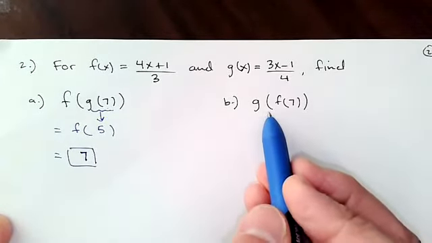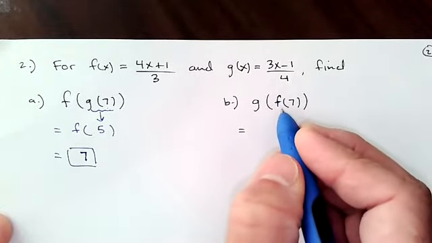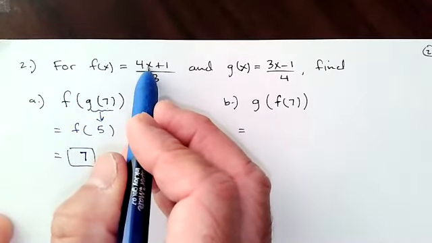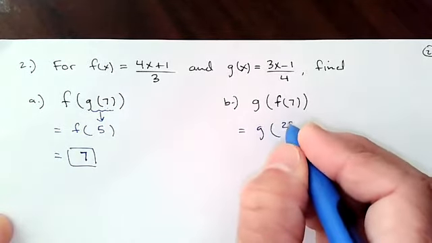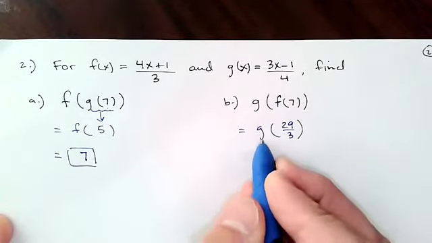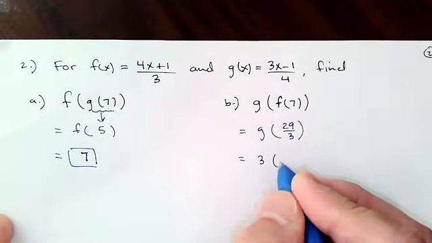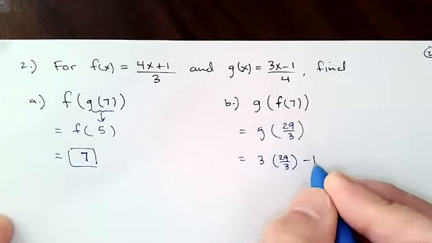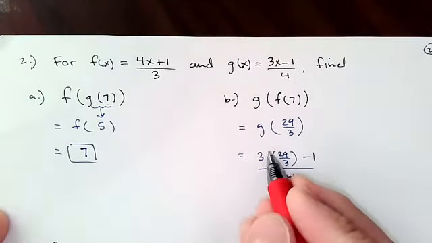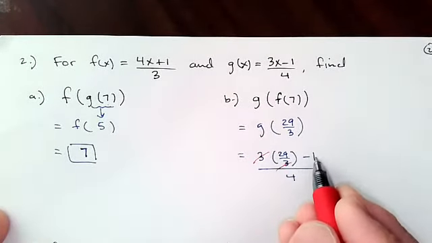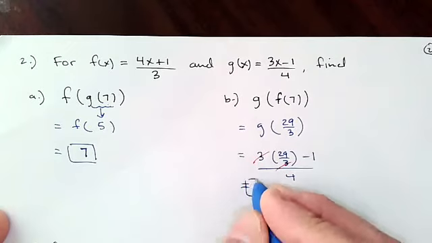Now we'll reverse the order, and we saw that we usually don't expect to get the same answer, but let's see what happens. f of 7, 4 times 7, 28 plus 1 is 29 thirds. And then I have to take 29 thirds and plug that in for g. I'm going to write this out so we see it. It's 3 times 29 thirds, minus 1, divided by 4. 3 times 29/3 is just 29, minus 1 is 28 over 4, gives me an answer of 7.